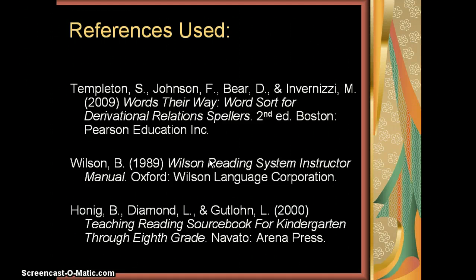The 3 sources that I used for this lesson are the Words Their Way Word Sort and Derivational Relation Spellers, 2nd edition, the Wilson Reading System Instruction Manual, and the Teaching Reading Resource Book for kindergarten through 8th grade.